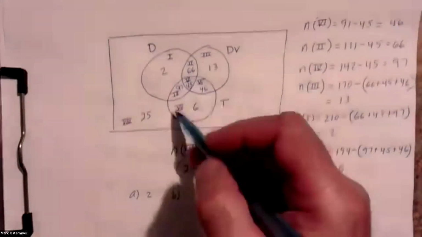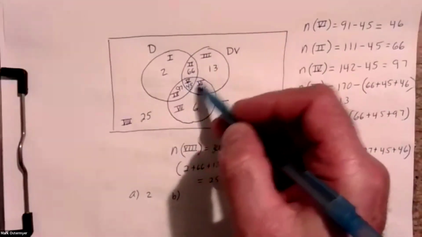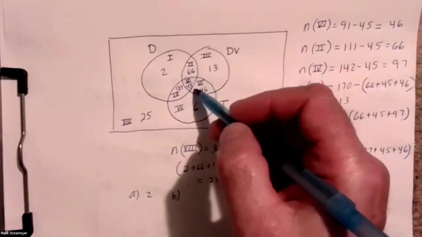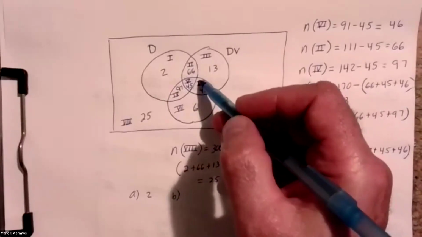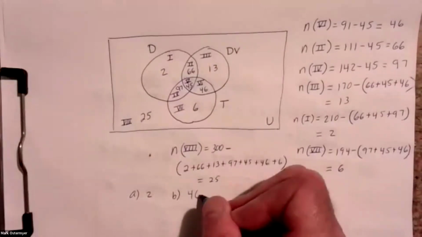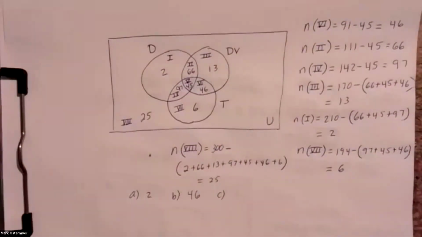B, how many inmates had theft and domestic violence, but not drugs? Theft and domestic violence, but not drugs. Not drugs. 46. Right here. 46. Do you agree? Had theft and domestic violence, but not drugs. So that'd be 46. All right, next one.